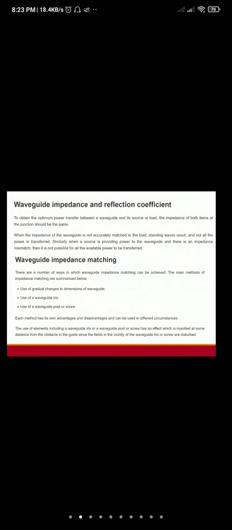So similarly, when a source is providing power to the waveguide and there is an impedance mismatch, then it is not possible for all the available power to be transferred. Though sinasabi natin na bakit nagiging loss yung reflection, reflection naman yung mode ng signal sa loob ng waveguide kasi reflection happens before the signal actually propagates inside the waveguide. It may happen doon sa junction, it may happen mula pa lang doon sa ating transmitter papasok doon sa ating waveguide. So, that reflected signal now represents our loss.